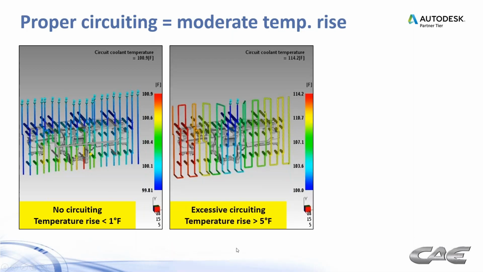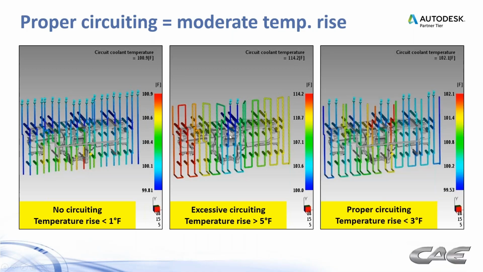Or maybe we go to the excessive circuiting route. This is kind of like Goldilocks and the Three Bears. This is not enough circuiting. The one in the center is too much circuiting, and we get a temperature rise from one end of the channel to the other of greater than 5 degrees. In this case, it's almost 14, but we look for numbers that are above 5 degrees temperature rise to say they're good candidates for looping with other lines.